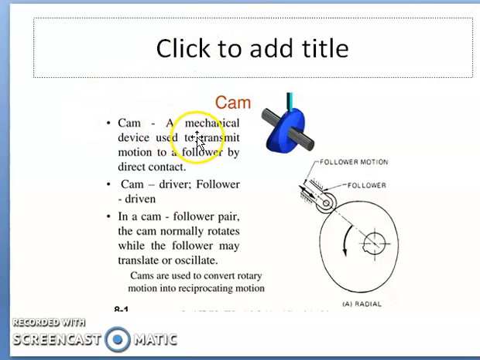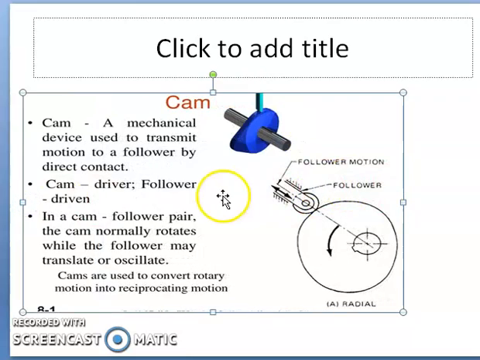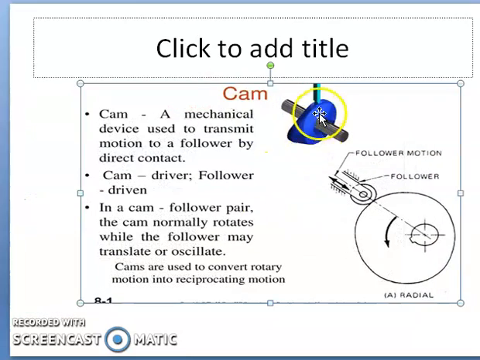So the cam is a mechanical device that is used to transmit motion to a follower by direct contact. So this is the cam. Over this you can see the follower. The follower has direct contact with the cam. So when the cam rotates, it causes the follower to move. The movement may be either up and down vertical movement, or it can also oscillate, depending upon what the cam is designed for.